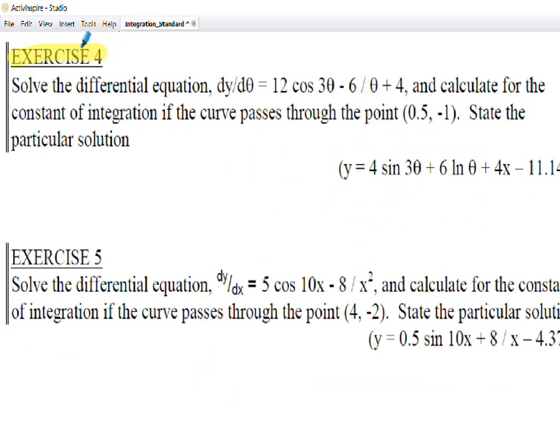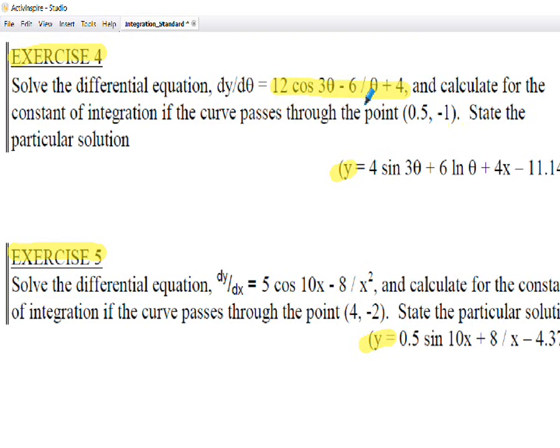I'll leave you with a couple of exercises to have a look at. Exercise 4 and 5, and the solutions are given in both cases. In exercise 4, notation again is changed. Instead of dy by dx, we've got dy by d theta, and so we've got a function in terms of theta, but again they're all standard forms.